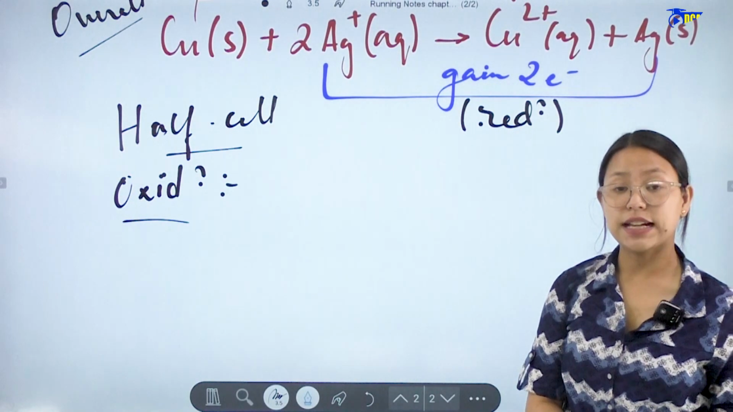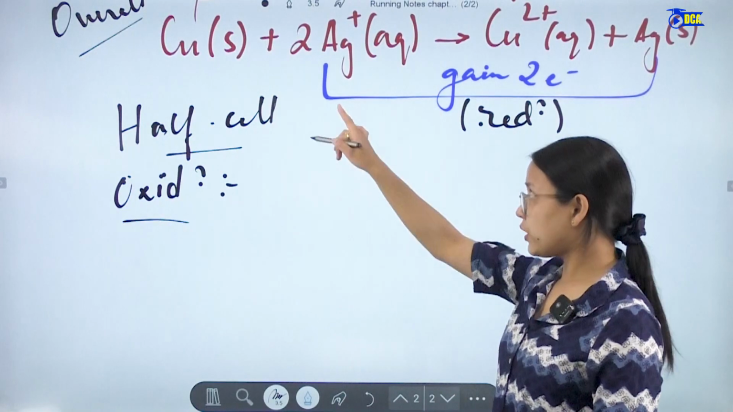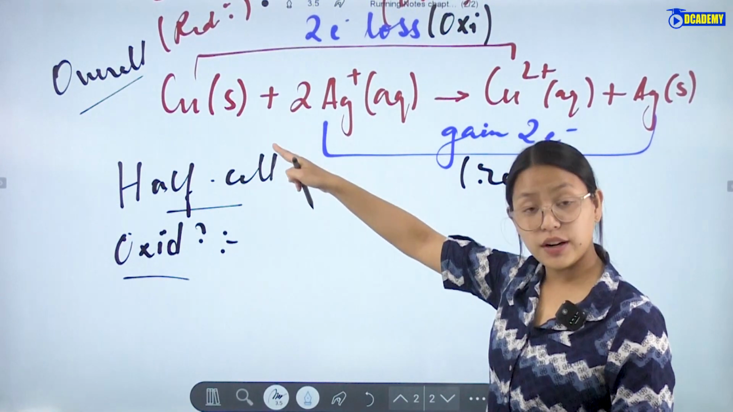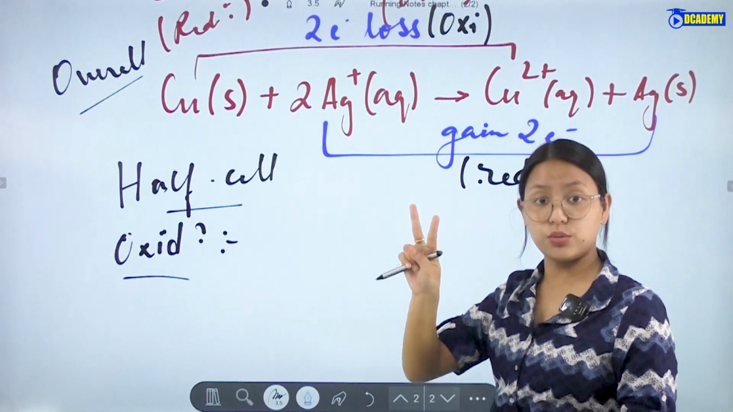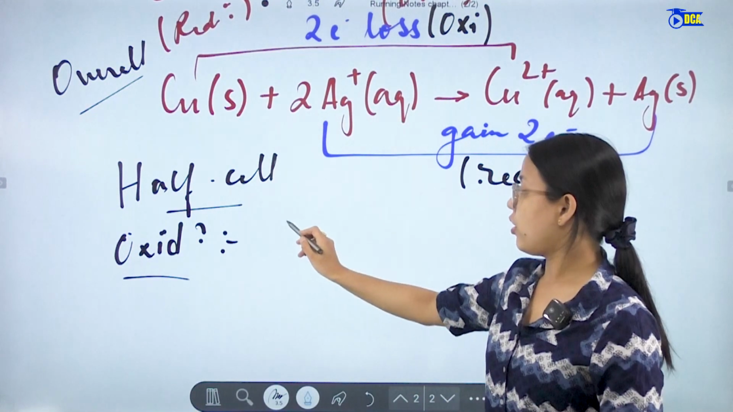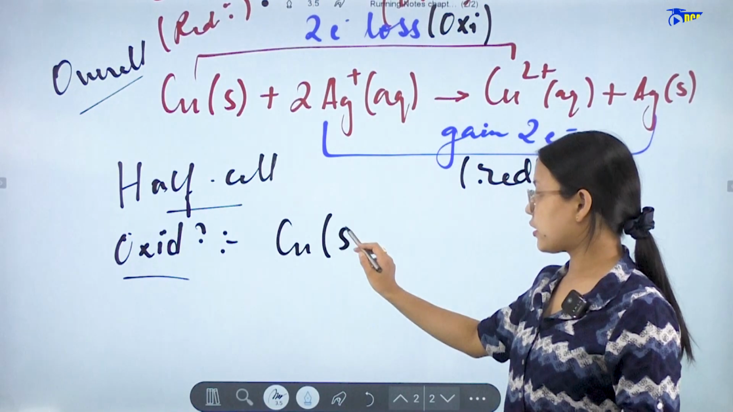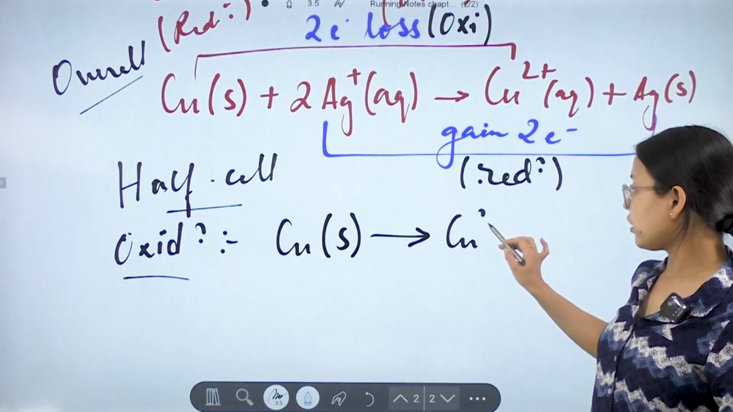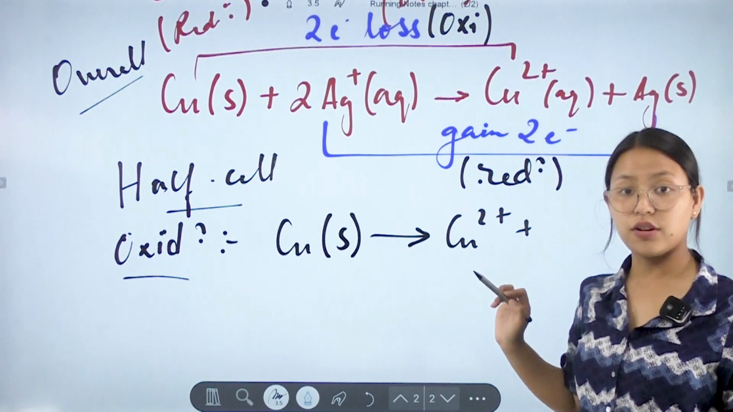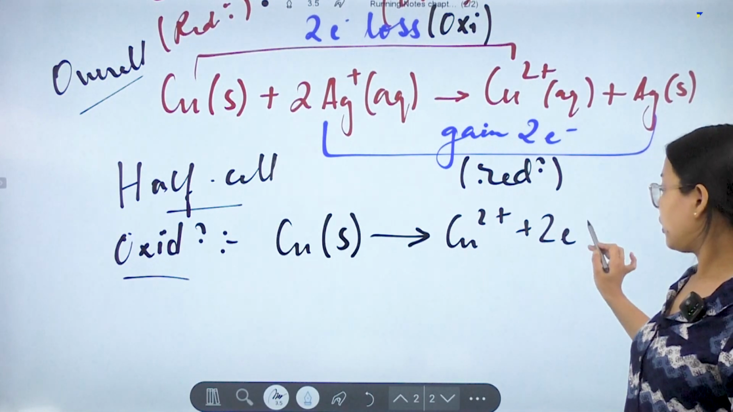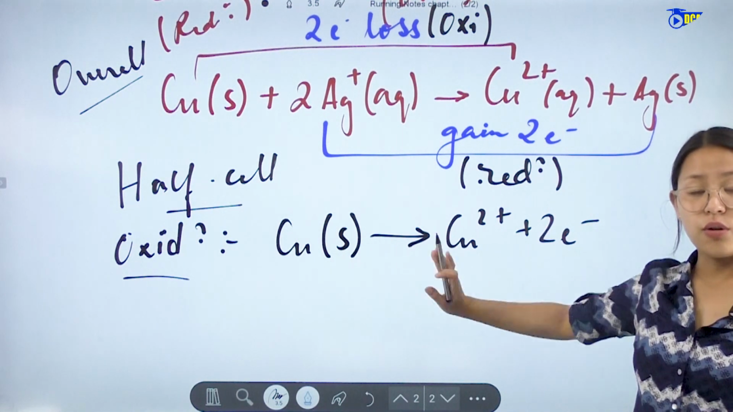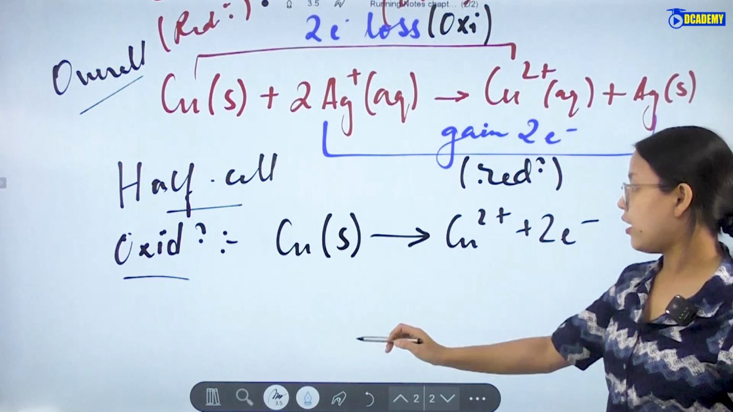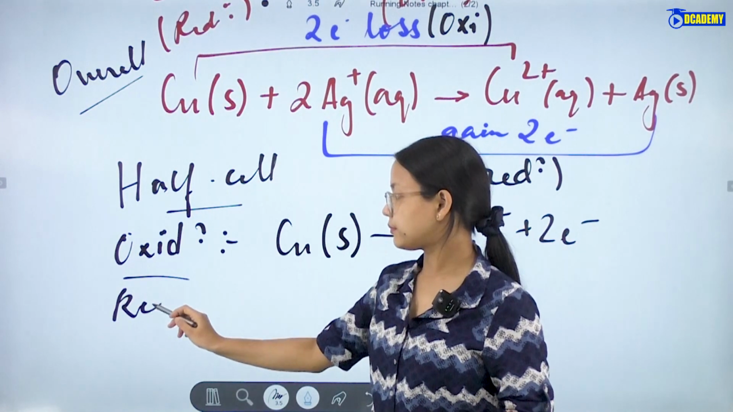For the oxidation half cell, copper undergoes oxidation. Copper loses 2 electrons. Copper solid will form copper 2 plus plus 2 electrons. Copper loses electrons and forms the copper ion. Then what about the reduction?